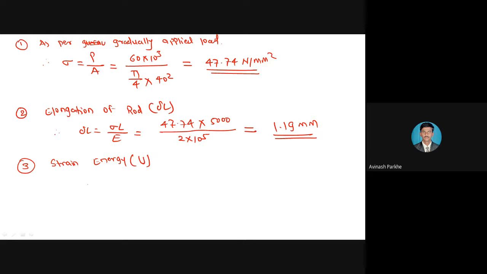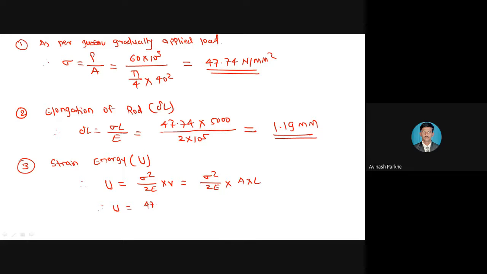Strain energy, which is indicated by the capital U. So we have the formula: capital U is equal to sigma square upon 2E into volume. Volume for the circular cross section means area into length. Now put the values.